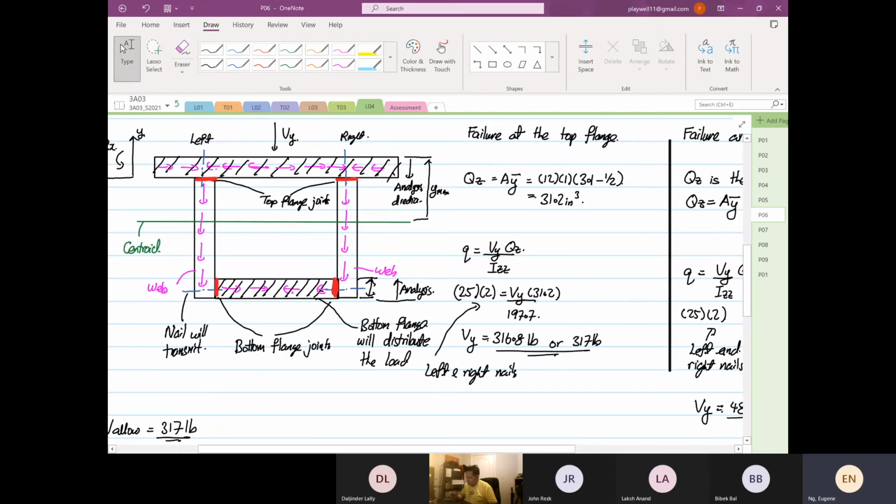So what you learn for this case is to construct the shear flow. You have to analyze the top and the bottom at the flange for this case, because the joints are not symmetric at the top and at the bottom.